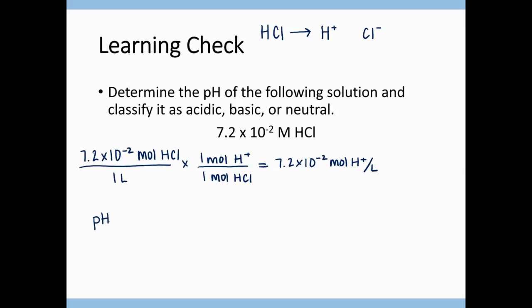Now we can calculate pH, which is negative log of the concentration of H plus. And I get, I think it was 1.14. Did you all get that? Okay. I don't have it written down, but we got that earlier today. So pH of 1.14, is this acidic or basic solution? Acidic. Less than 7, acidic.